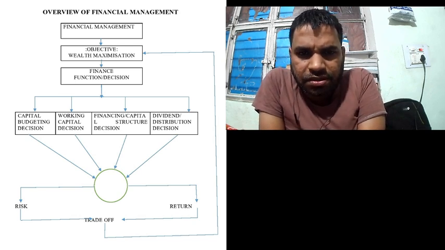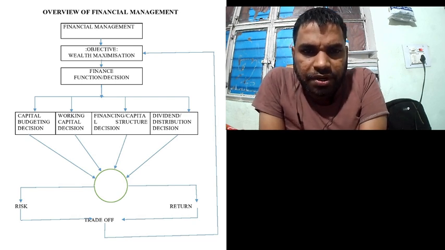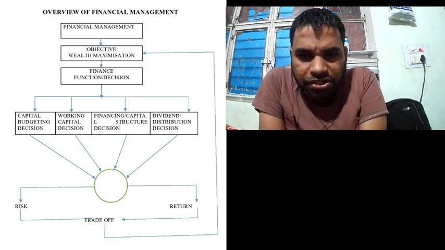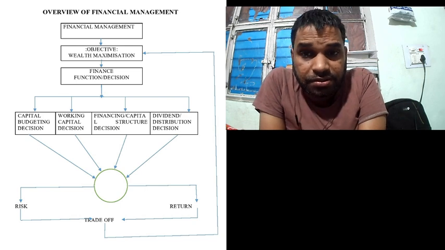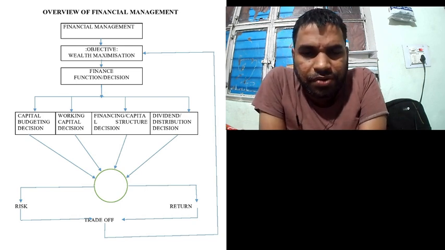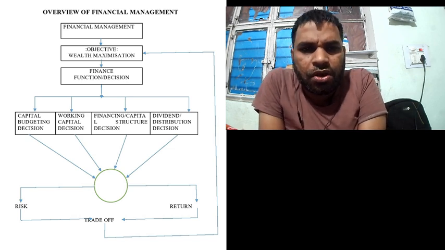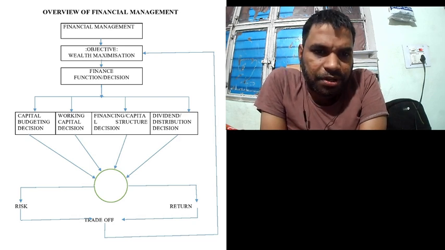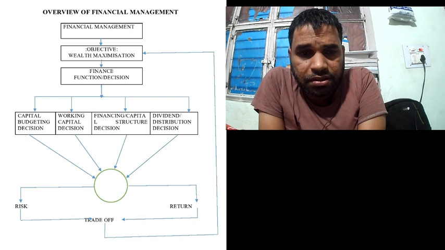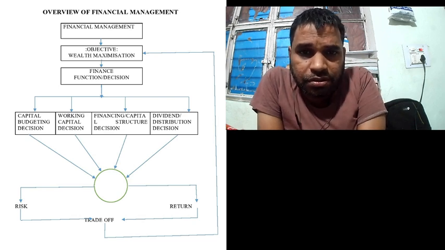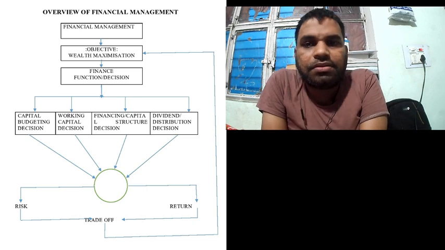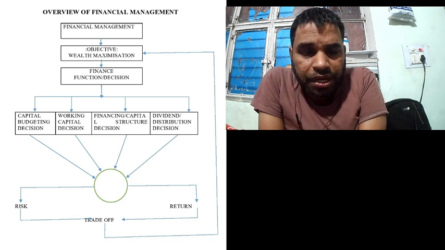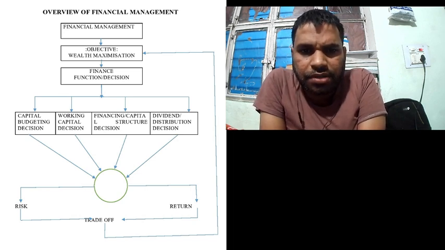Fixed assets or long-term assets would be inoperative if they are not supported by working capital. So what is working capital? Short-term assets like cash, receivables, debtors, bank balances, or inventory, that is stock of raw material and stock of finished goods. The long-term assets would be operative only when there is working capital in the business. So the first function to achieve the objective of wealth maximization is capital budgeting, that is investment in long-term assets, and the second function is to invest the money in short-term assets, that is the working capital decision.